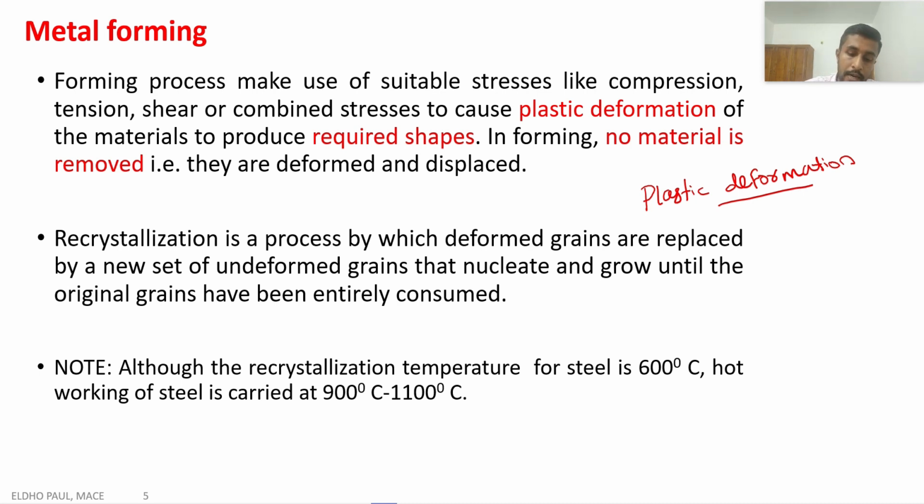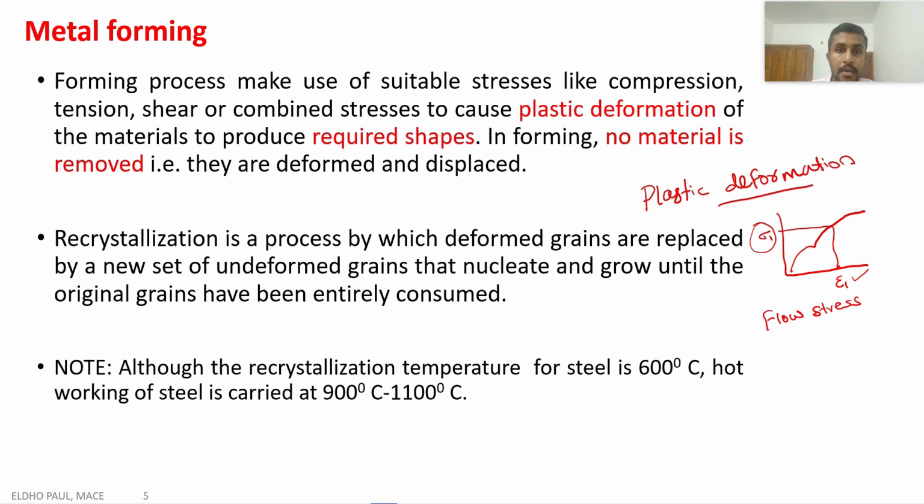As we studied in the stress strain graph, we have to apply a stress. For example, for this much strain, we have to apply this much stress, and this stress is called the flow stress of the material. This is the stress required for plastic deformation for the strain epsilon 1. So we have to apply the flow stress corresponding to a particular strain for plastic deformation.